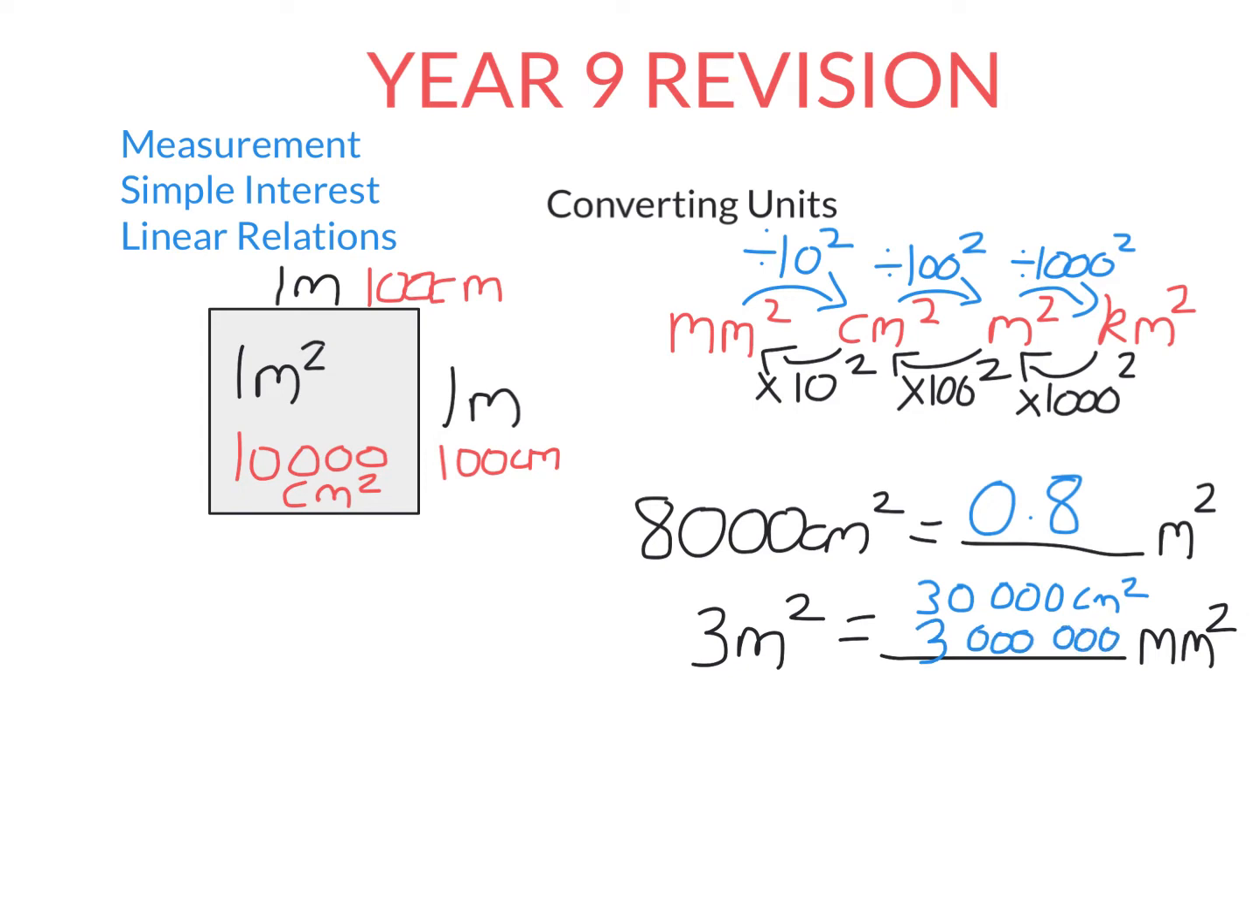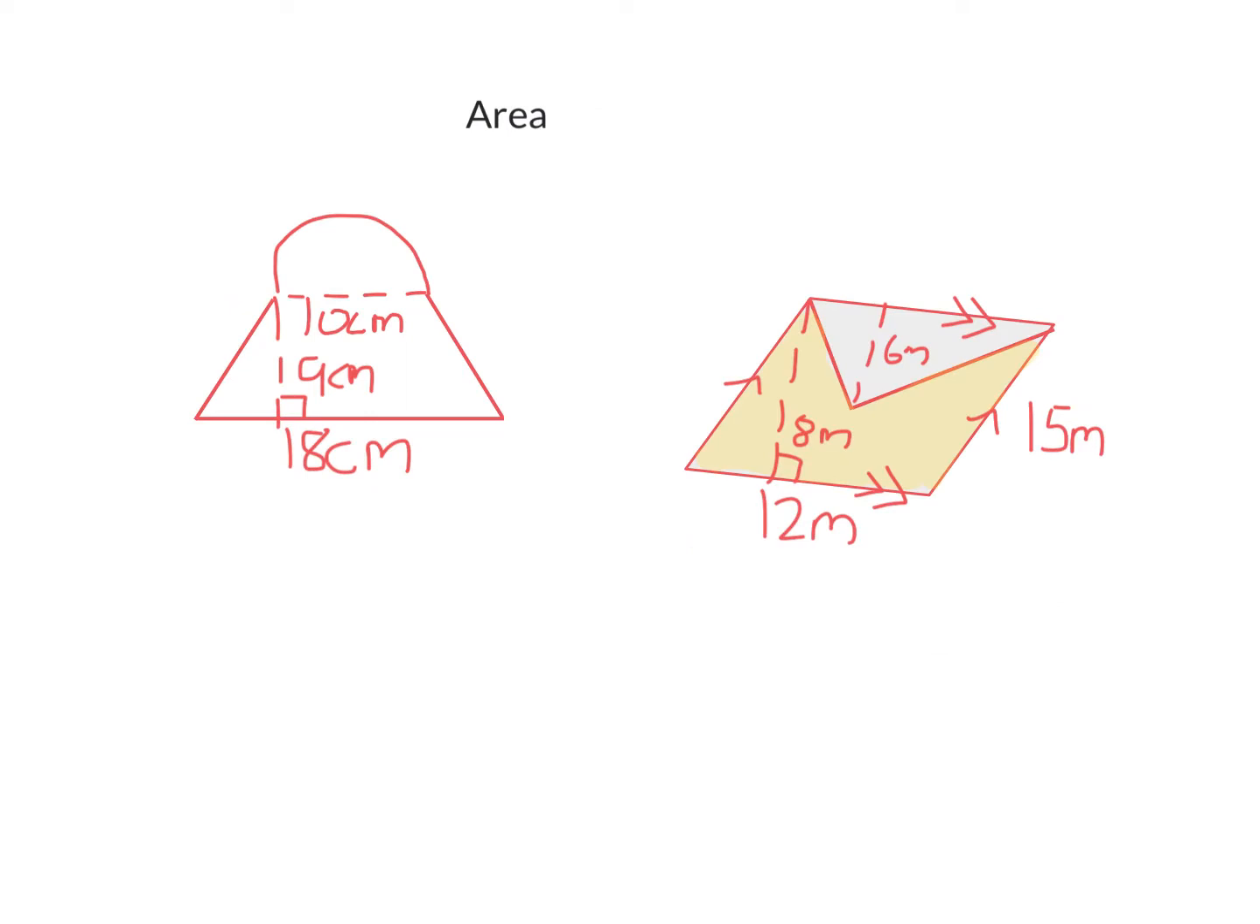All right, let's now look at calculating area. So here we're going to find the area of two composite shapes. Let's look at this one first. So this whole shape is a weird shape. We don't even have a name for it. We can't find its area directly. What we can do, however, is divide it into shapes that we do know. Here we have a trapezium and a semicircle.